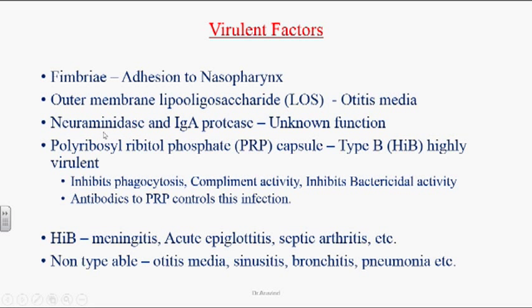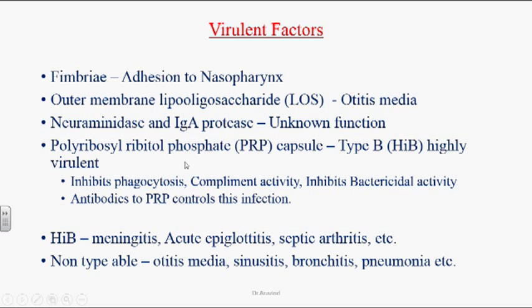It can also secrete two other virulence factors, that is neuraminidase and IgA protease. One hypothesis is that they help in the entry of this organism into the human tissues, but it is not proven. Their function is unknown, that's why it is referred to as unknown function.